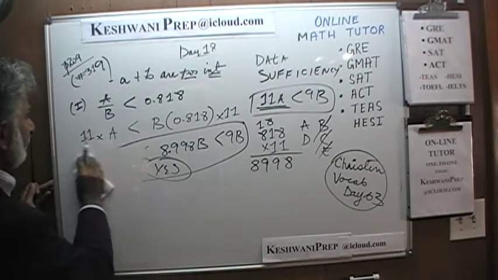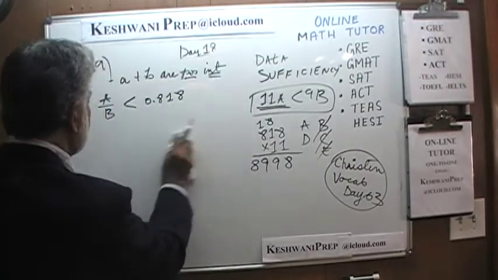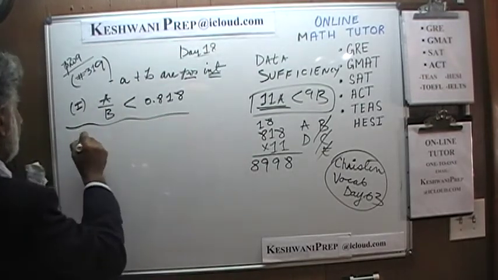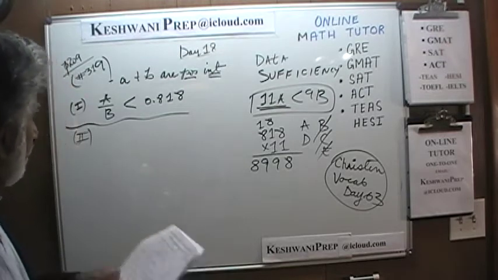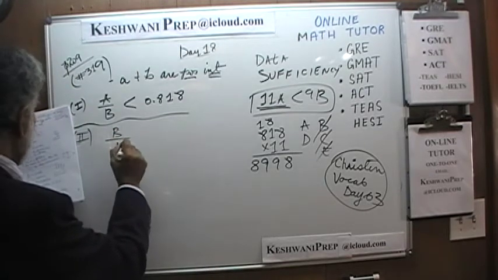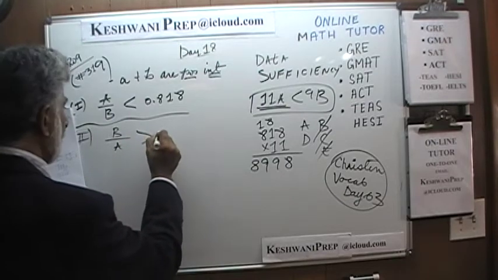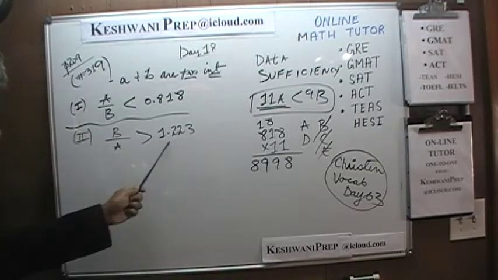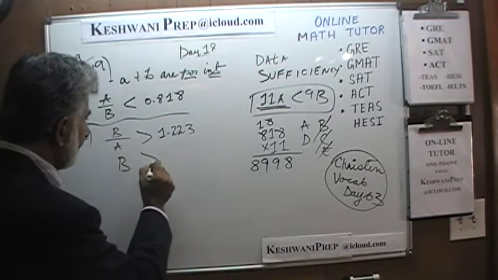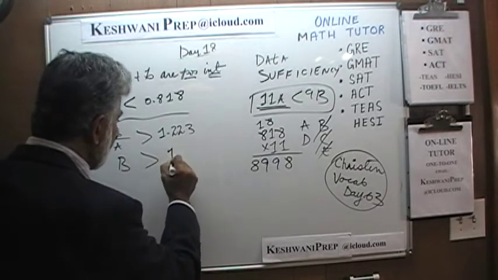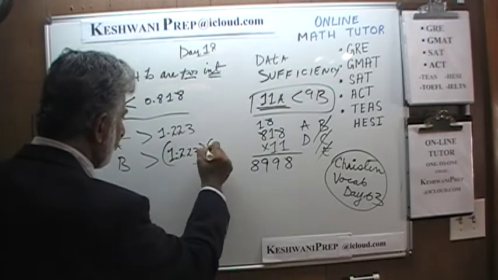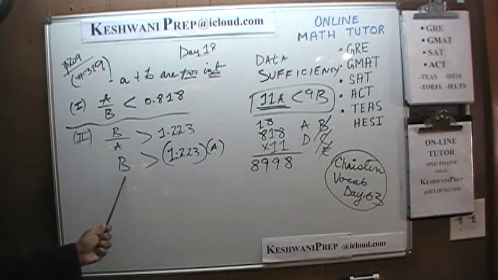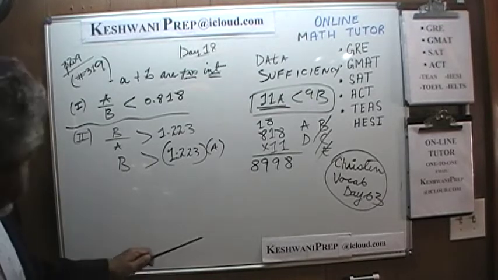Let's see what the second statement tells us. Second statement tells us that B over A is greater than 1.223. Let's cross multiply, see what we get. If we cross multiply, we get B is greater than 1.223 times A. Again, we're not interested in how B compares to A. We are interested in how 9 times B compares to A. That's what we are interested in. Let's find out, shall we?